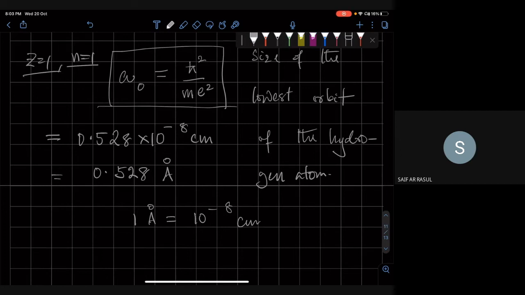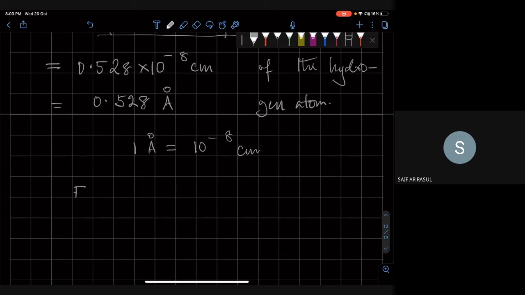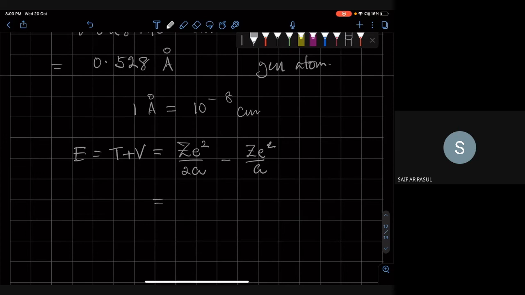So what is the total energy of the atom? Well, it is the sum of the kinetic and the potential energy. The kinetic energy we have already seen is Z e squared divided by 2a, and the potential energy is, of course, minus Z e squared by a. Therefore, the total energy is minus Z e squared by 2a, or minus T.